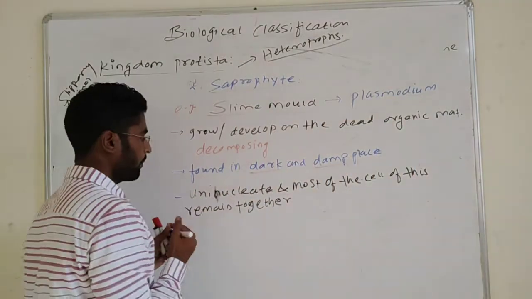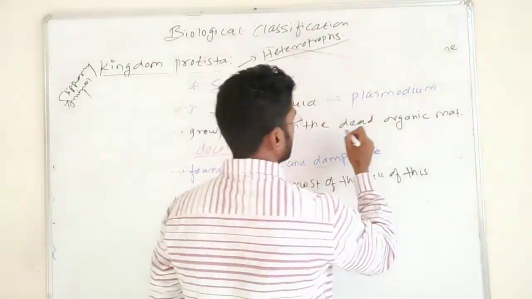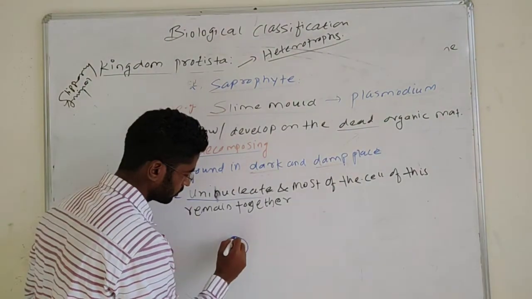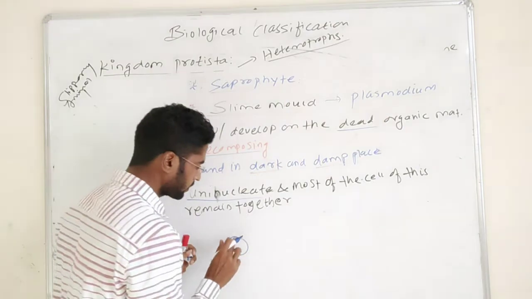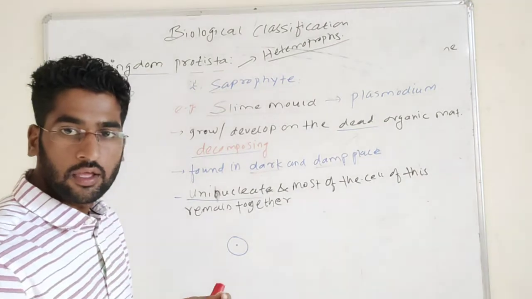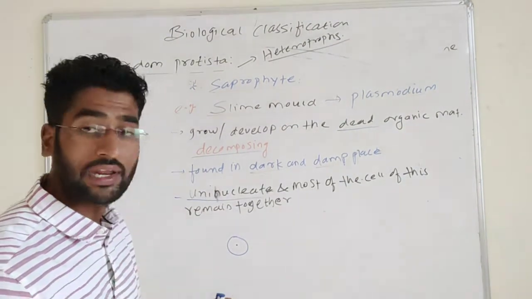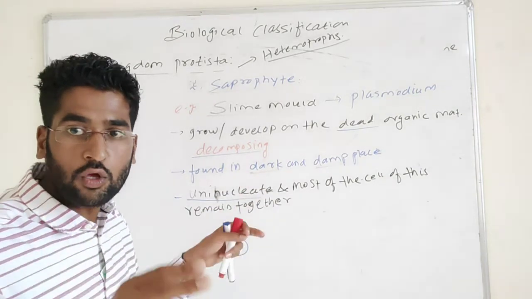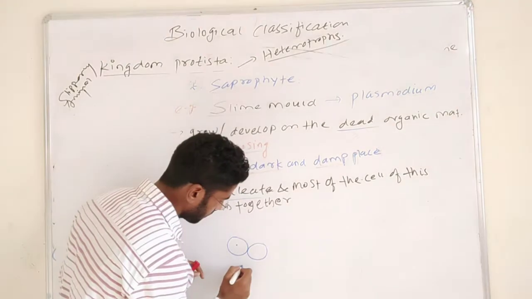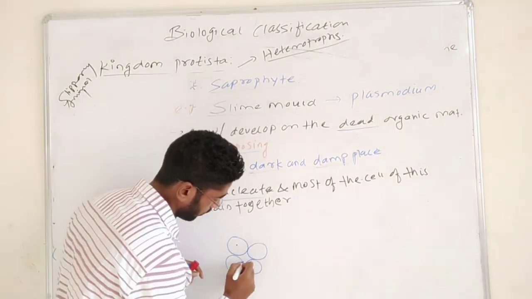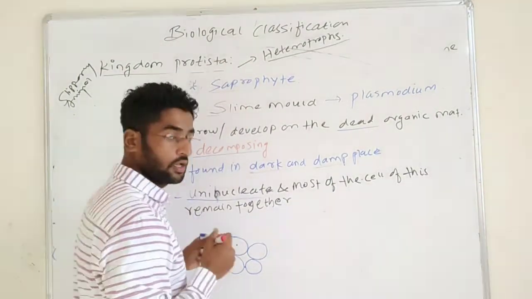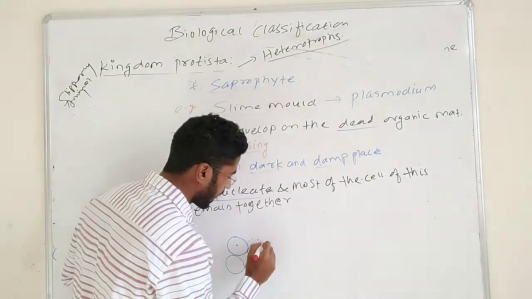So how is it? Suppose these are decomposing and living on the dead organism and they are uninucleate. So suppose this is the structure of the plasmodium, right? And this structure is uninucleate, so having one nucleus, right? The point is that they are so tiny they cannot live freely, so they need to live in a colony. So what happens? They will live together. It means they are attached to each other, and by attaching they create a mucinous structure around them.